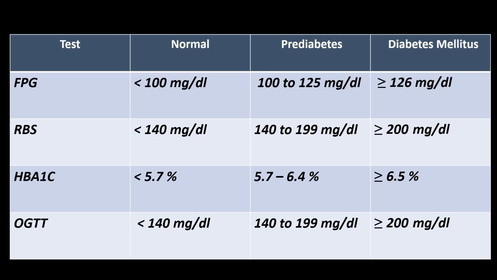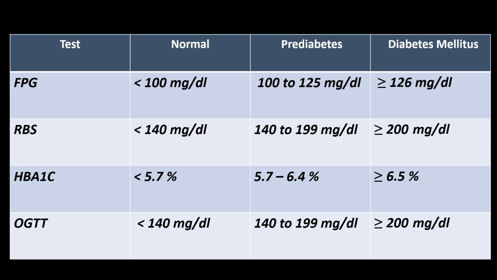These are the different values of blood glucose level in normal, pre-diabetes, and diabetes mellitus patients. If the fasting plasma glucose is less than 100, it's normal. If it is between 100 and 125, then it's pre-diabetes or impaired fasting glucose. If it is 126 or above, then the patient has diabetes mellitus. If the random blood sugar is less than 140, it's normal; 140 to 199 is pre-diabetic, and 200 or above is in the diabetic range.